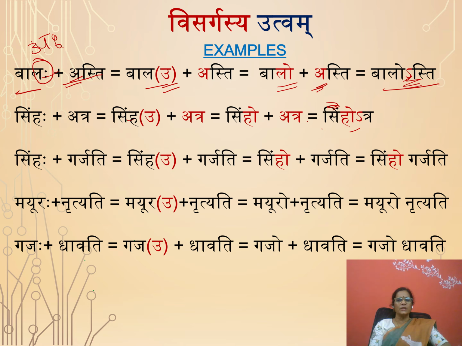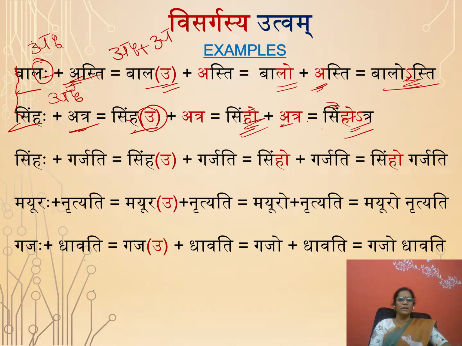Simhaha atra. Next one is similar. Simhaha atra. The word ended with Aha, and the second word started with A. So here Visarga changed into U. Then A plus U, O we got here. Right? This avagraha, because here it ended with O, in the place of A we got avagraha. Right? Next, this is the rule for Visarga ended with Aha and the next word starting with A. These two. Okay.